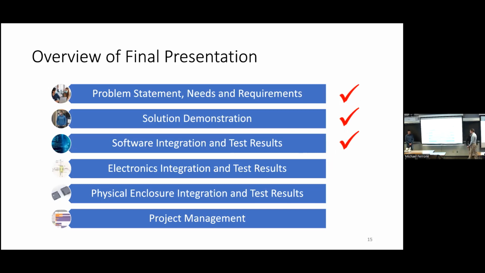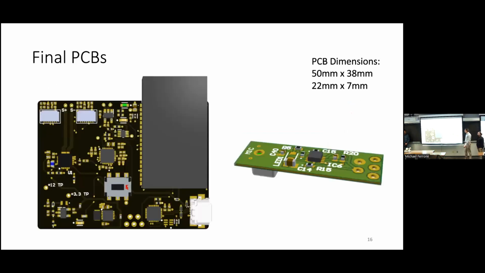Cool. Thanks, Ryan. So I'm going to talk about the electronics integration and our test results. First up, here are our final PCBs. On the left, we have the second version of what we call the mainboard PCB, which is 50 by 38 millimeters, so it fits in the square case that was on Michael's face earlier. On the right is our sensor board and microphone PCB, which is 22 by 7 millimeters, and that fits on the inside of the mask in a little housing there.